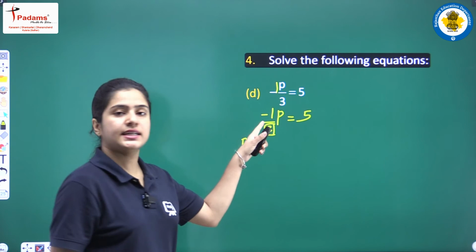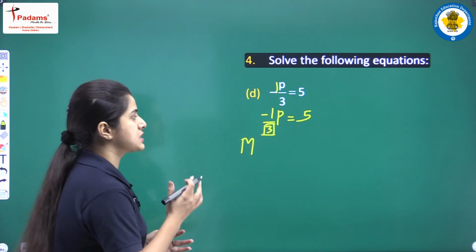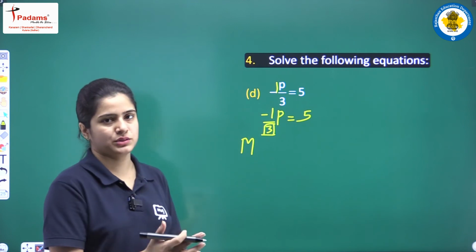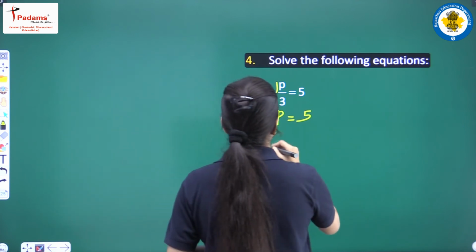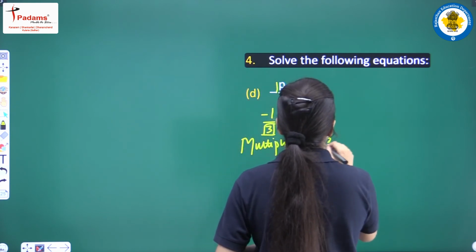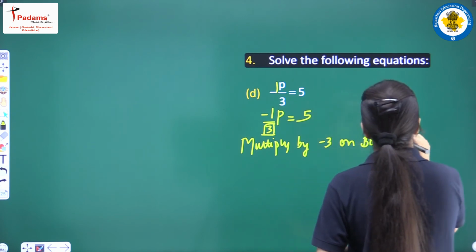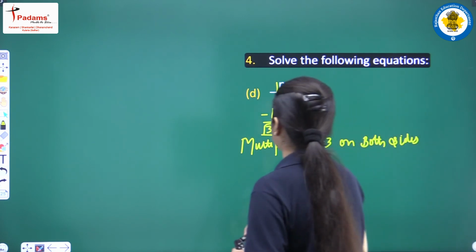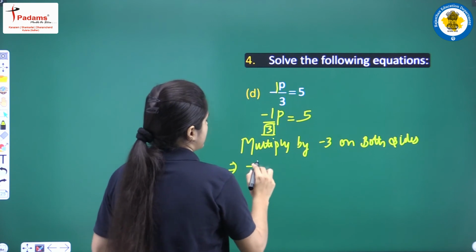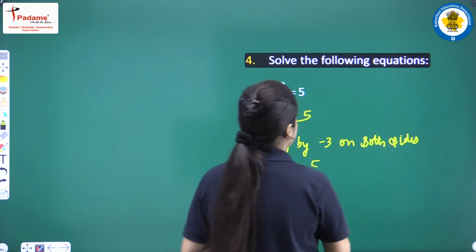And we have to eliminate this minus also. Firstly, we have to separate the variable. So we will multiply by minus 3 on both the sides. Okay students? So minus p upon 3 into minus 3 is equals to 5 into minus 3.